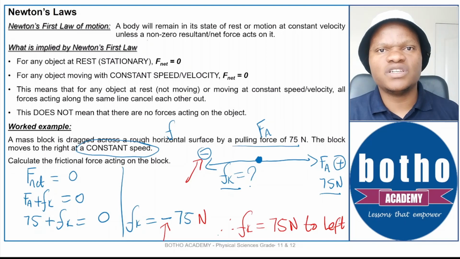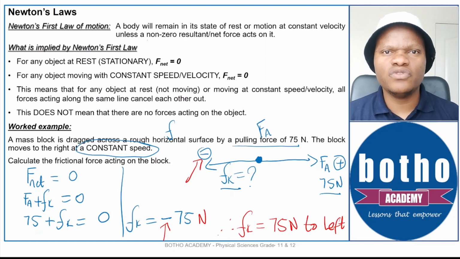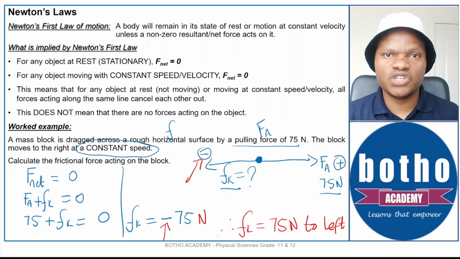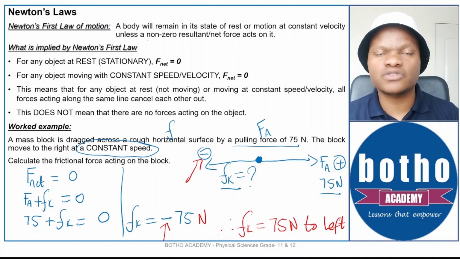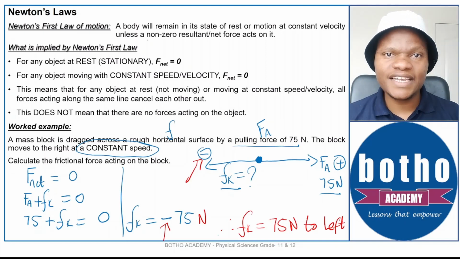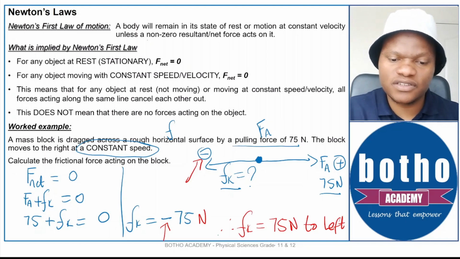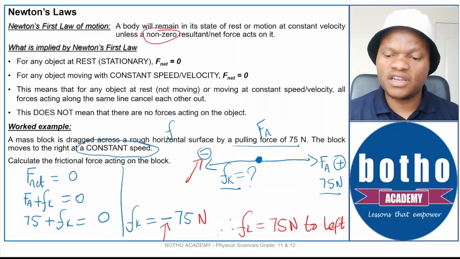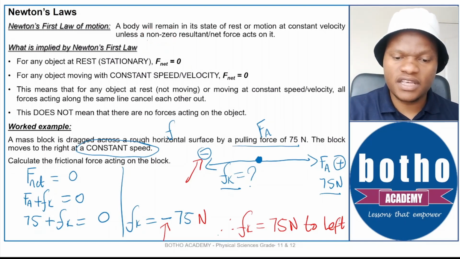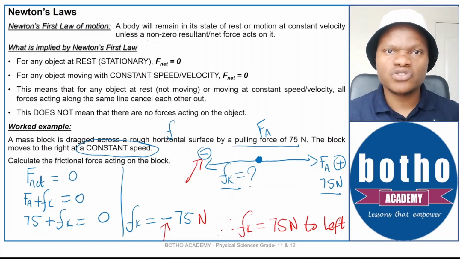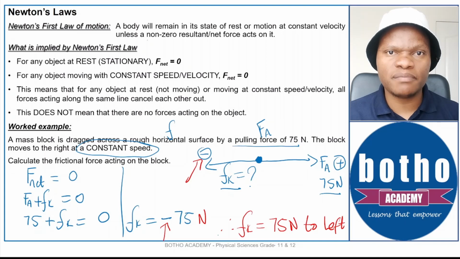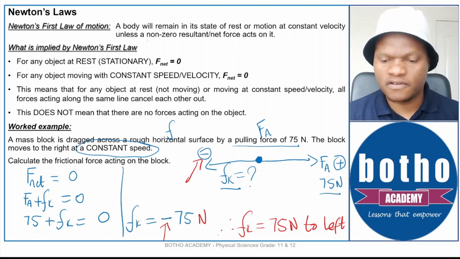In a nutshell, that is what Newton's first law is about. It's telling you that if an object is not moving, it will remain in that position of not moving unless a net force acts on it. That net force must be non-zero, which means it must be unbalanced. In this case, you see Fk and Fa are actually balanced, so the F net for those two is 0. So if you want to make a stationary object start moving, you must apply a force that is not balanced by any other force.